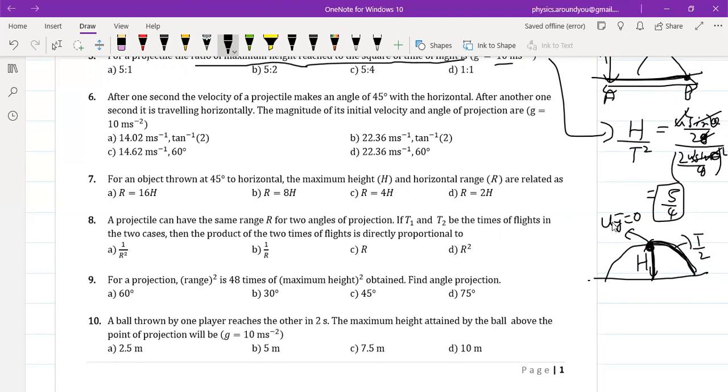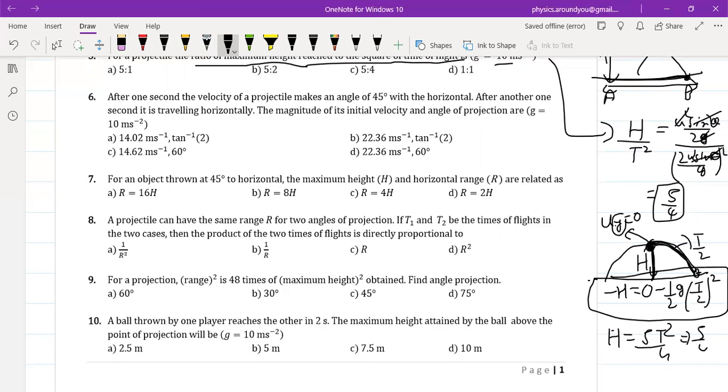So in the y direction, I apply sign conventions. Initially, it was at the top. Finally, it's at the bottom. So minus h is equal to uy, which is anyway 0, so you get 0 minus half g, the time is t by 2 the whole square. So we get to know that h is equal to 5t square by 4. Take t square to the other side, you get again our hero 5 to 4 as the answer.